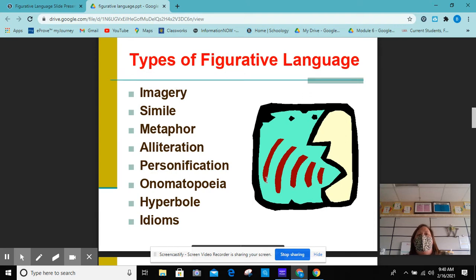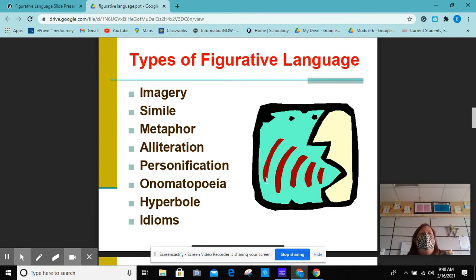Types of figurative language. I want you to write these down on your piece of paper. Imagery. Can anybody tell me what they think the word imagery might mean just by looking at it? Seeing a picture in your head, okay? You're imagining something and you're seeing what it looks like in your head.